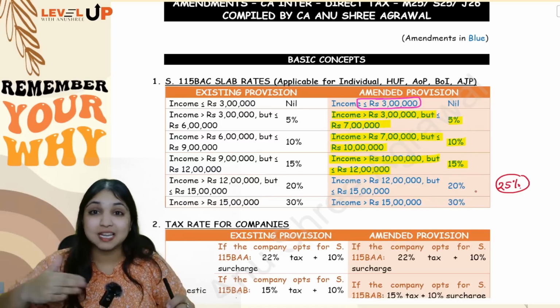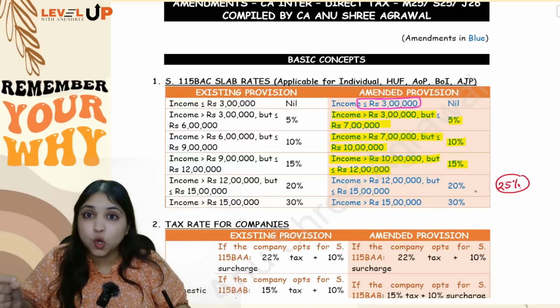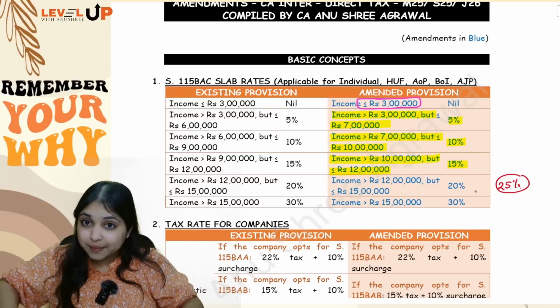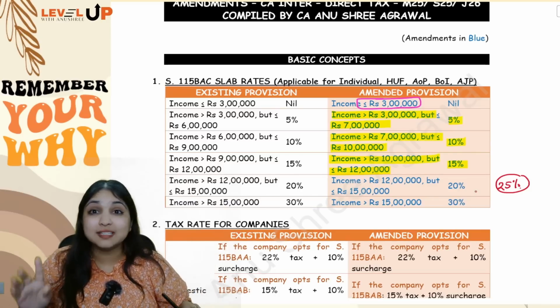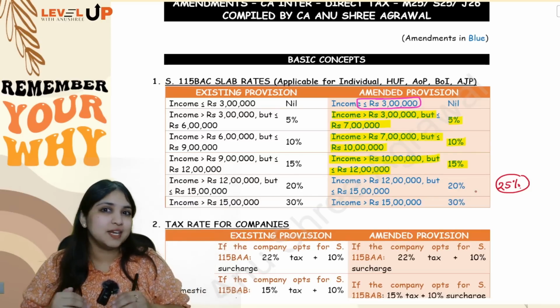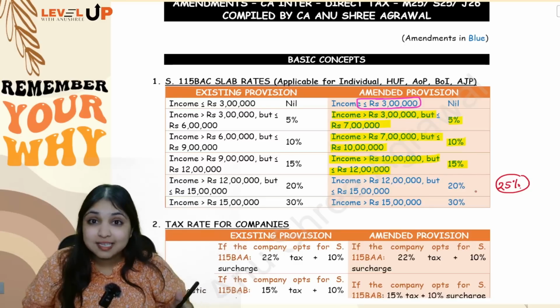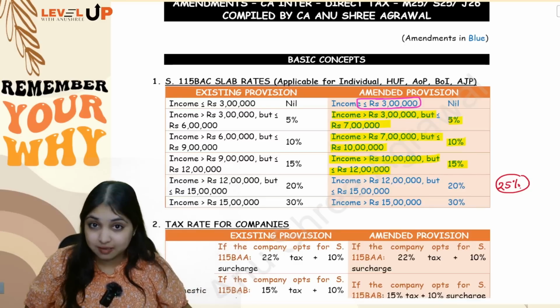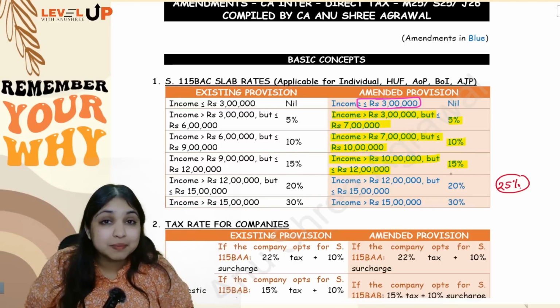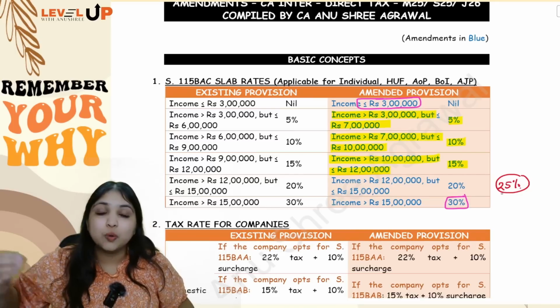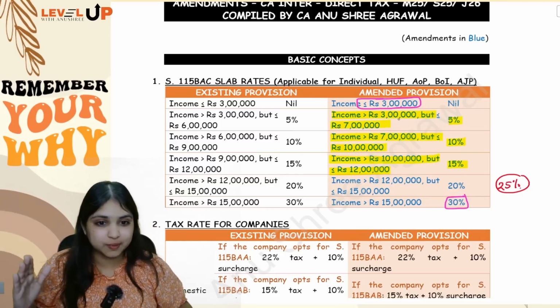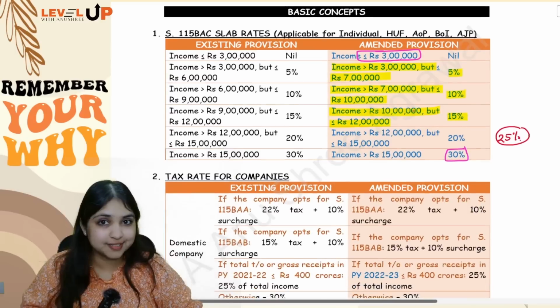I'll repeat one last time. There is no change in the normal regime. In 115BAC, there's a change only in the slab rates, no change in 87A, no change in surcharge. In the slab rates, the basic exemption limit remains the same. The maximum tax rate also remains the same. What changes are the slabs in between. Got it? This is your first amendment.